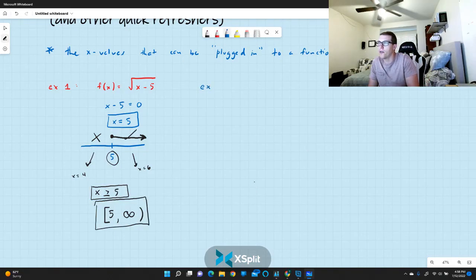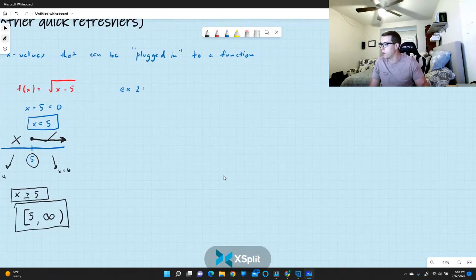Example 2. The other common type of function that we work with, because they have issues also, is called a rational function. So if you remember, maybe something like this. Now notice I used y equals. We'll go back and forth. Sometimes we'll use y equals to talk about functions, sometimes we'll use function notation, f of x, g of x, h of x. Get comfortable with both.